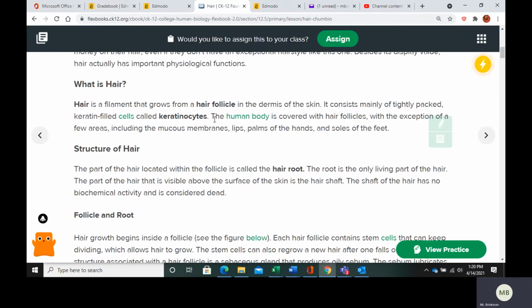So hair is going to be a filament that grows from a hair follicle. And as we know, the hair follicles are located in the dermis of the skin. And hair is going to consist mainly of keratinocytes.